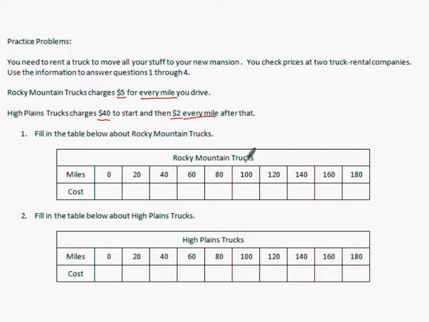So Rocky Mountain Trucks, miles up top, we have to fill in the cost. Now, Rocky Mountain Trucks charges $5 for every mile. So 0 miles, we've not paid anything yet. 20 miles. Well, 20 times 5 is 100. $5 for every mile. 40 times 5 is 200. Now notice, we are going to count by hundreds.